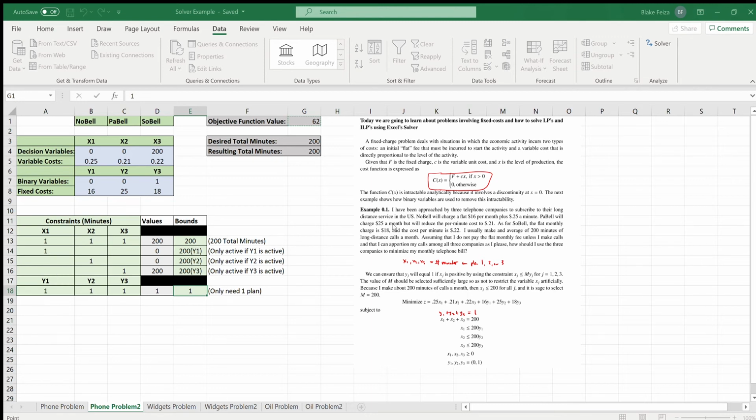So we do that for all three of the plans, and then lastly D18 equals E18 is going to give us our value here for the sum of the binary variables, with y equal to 1. So again, this just means we only need one plan. That's all that really means.